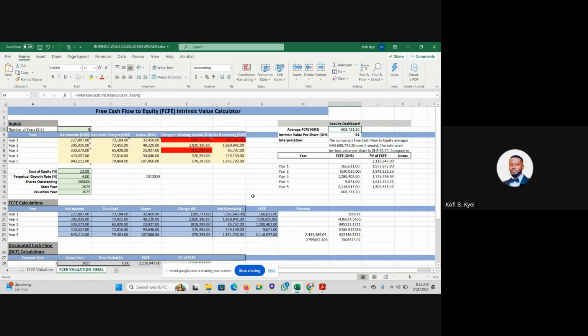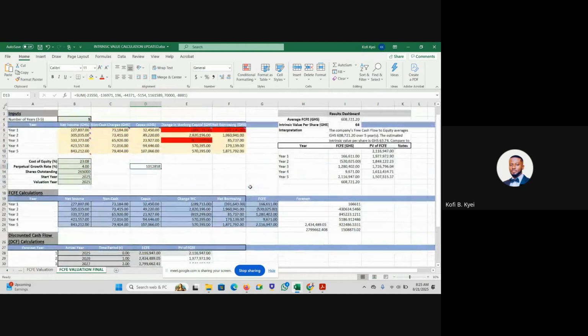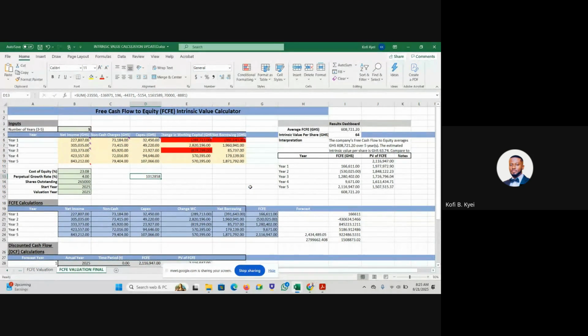I want to give some of you an assignment. I know some of you won't do it. With this, I'm going to share the slides with you. I want you to come up with your own Excel of this calculation. This is how it's supposed to be. You just have to follow the steps.